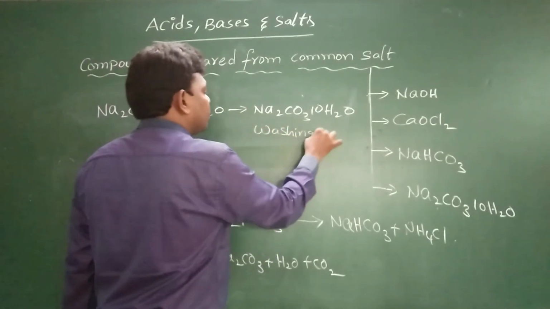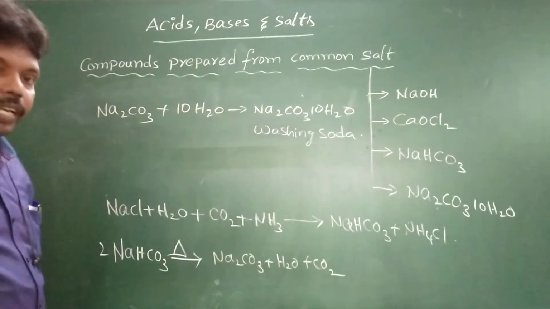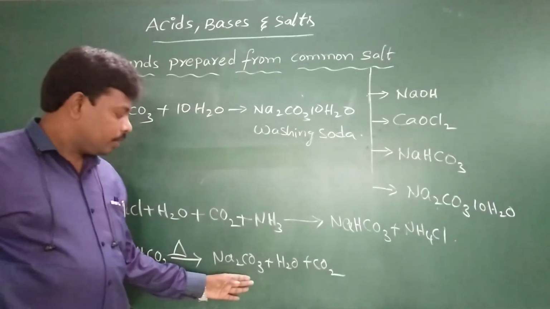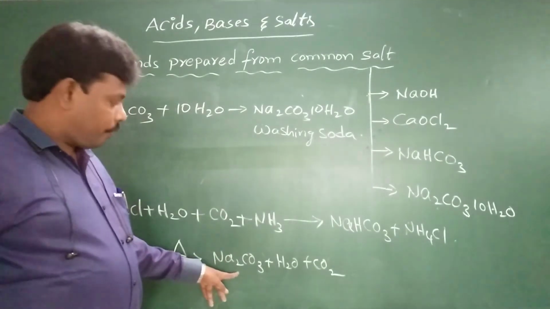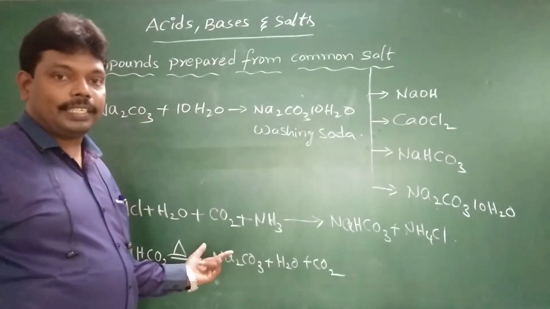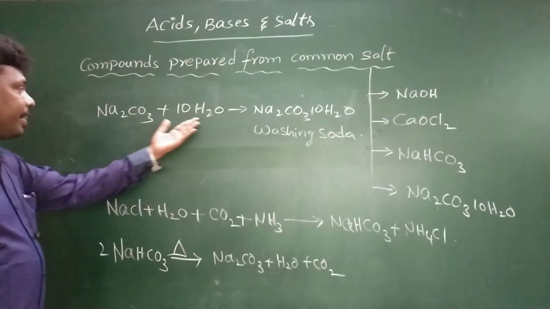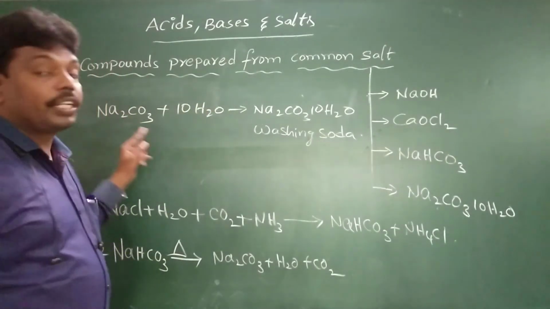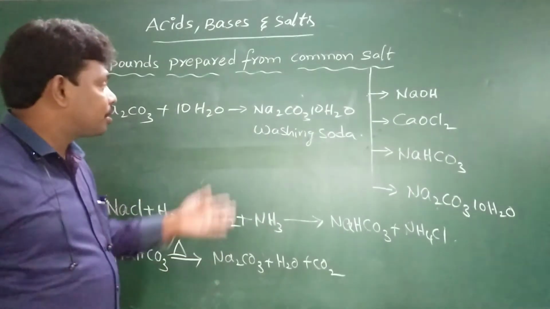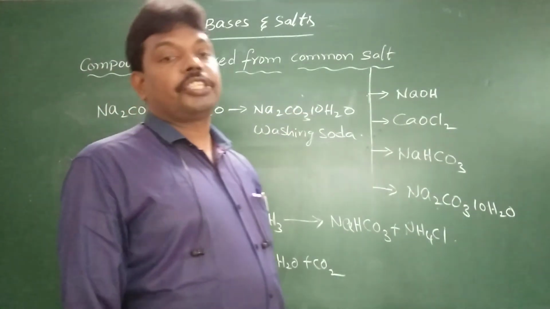This is called washing soda. And this is called soda ash, with no water molecule in it. Now, when we recrystallize in water, this Na2CO3 gains 10 water molecules. One molecule of Na2CO3 gains 10 water molecules and gives Na2CO3·10H2O. This is called washing soda.